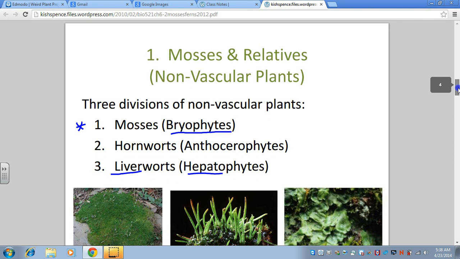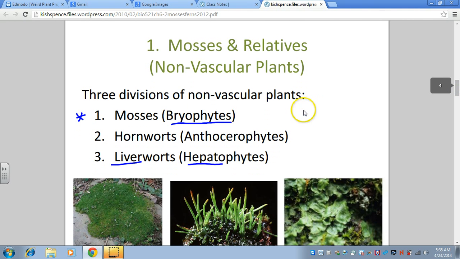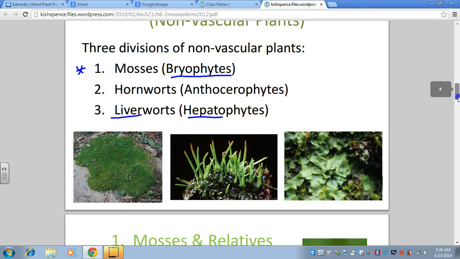So the first group are the mosses and their relatives, or the non-vascular plants. And there's three main divisions of these non-vascular plants. There's the mosses, the hornworts, and the liverworts. So the mosses are the bryophytes, or phylum Bryophyta. The hornworts are anthocerophytes, and the liverworts are hepatophytes. And hepato is the term that means liver. So they look like little livers.